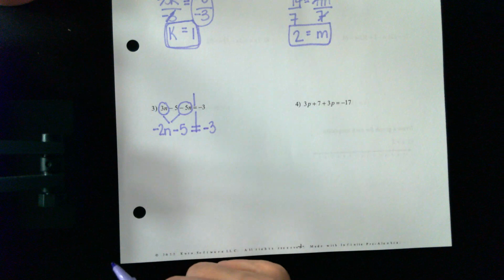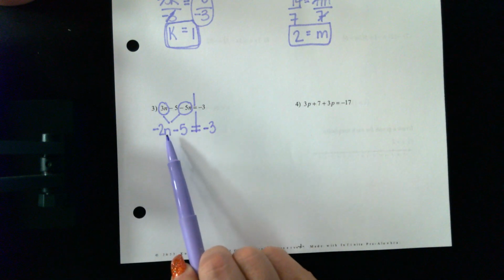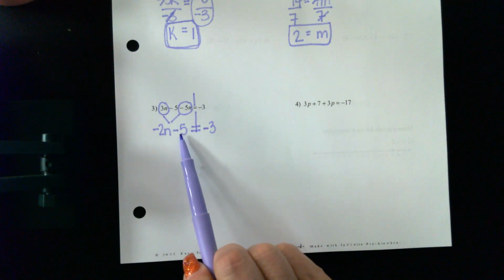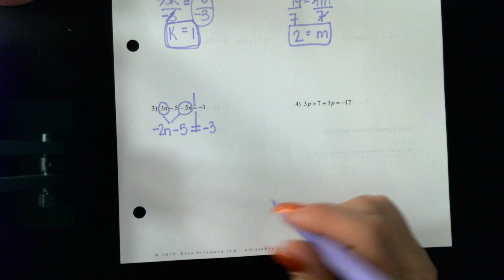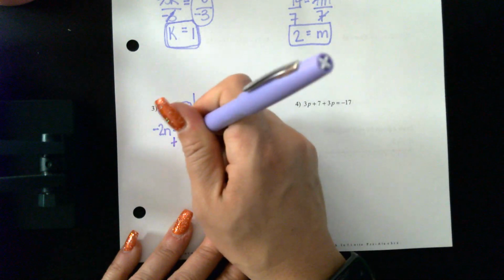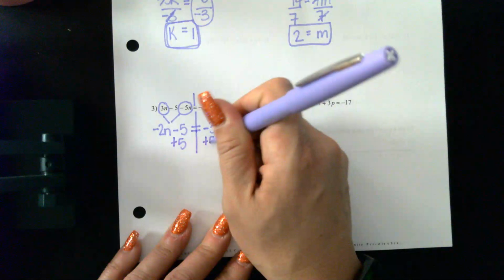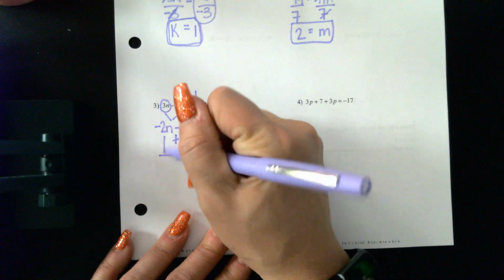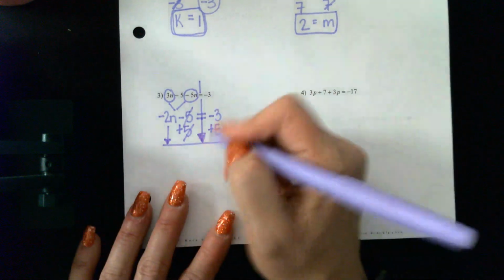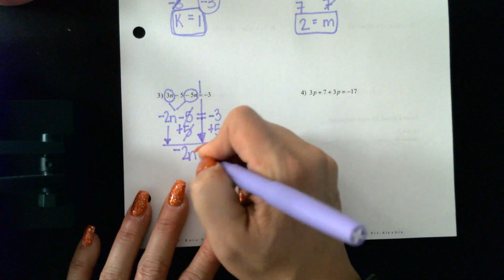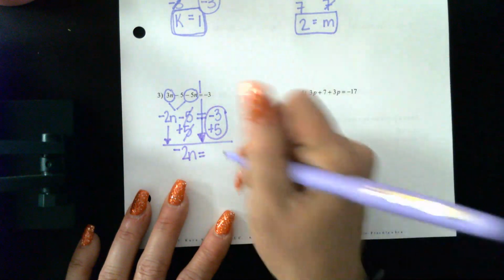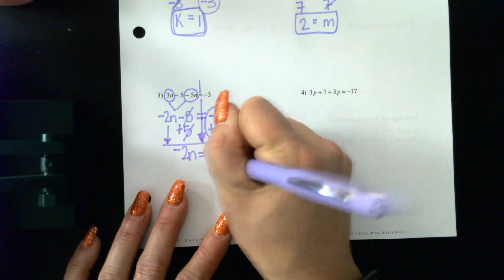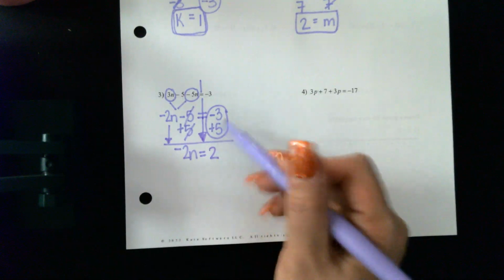So then step 2, go to the side where the letter is, which is right here. Find the constant, which is the -5, and get rid of it. How do we get rid of it? We're going to add 5 to the left, and we're going to add 5 to the right. Okay, so I'm going to bring down -2n. I'm going to bring down the equal sign, and then what's negative 3 plus 5? It's positive 2. Yeah, there are more positives than negatives, so it's positive 2.